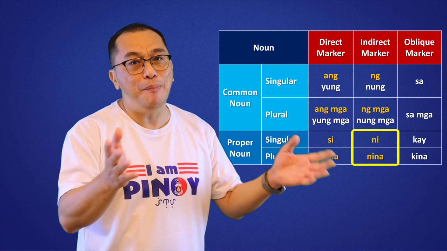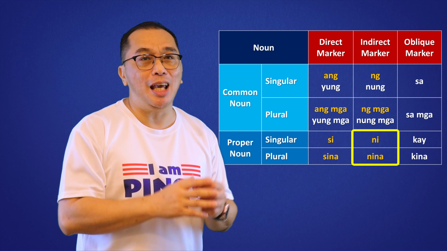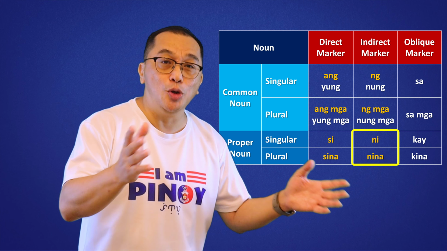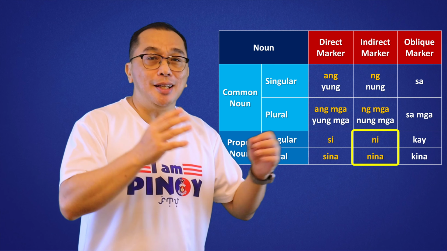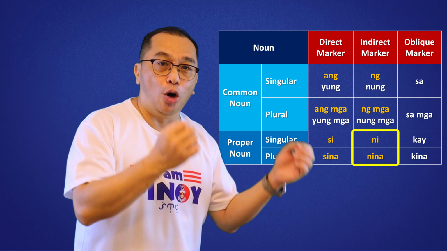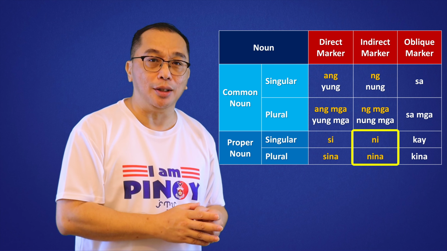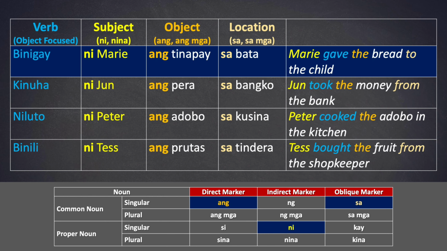Let's convert the same sample sentences with the same English translation but using object-focused verbs with ni and nina using the same verb, subject, object plus location pattern. Here goes. Binigay ni Marie ang tinapay sa bata. Marie gave the bread to the child.